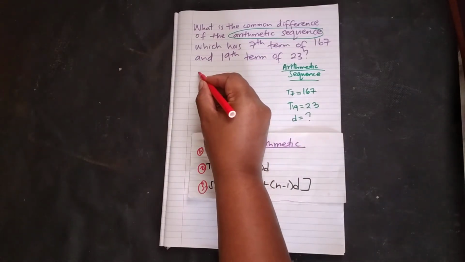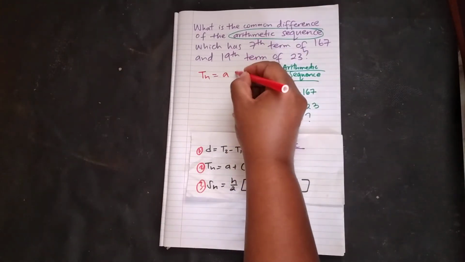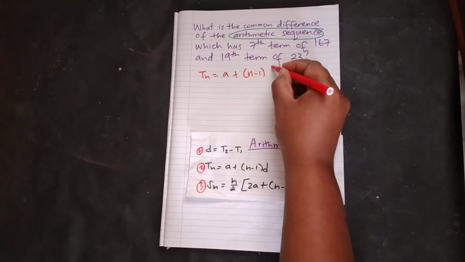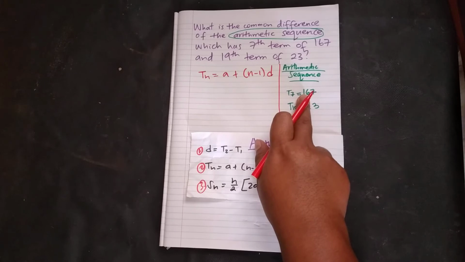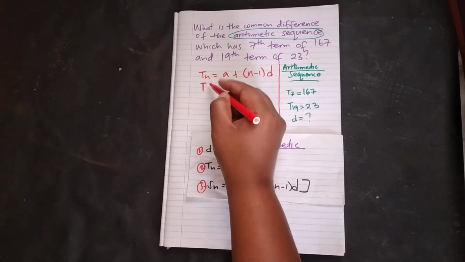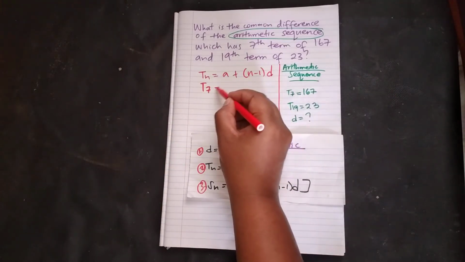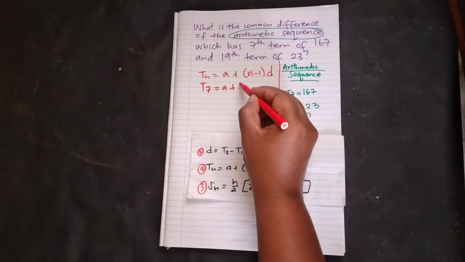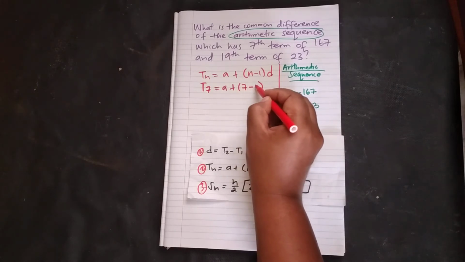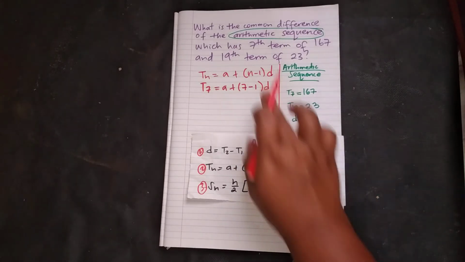Our second formula is Tn equals A plus (n minus 1) multiplied by our D, our common difference. T7 is equal to 167, so we can use that information. In place of n, we put 7 there, because we know the value of T7, which is given in the question, it is 167, equals A plus n. In place of n on the right hand side, 7 will also be there, minus 1 multiplied by our common difference, or D. We don't know that value, so we'll just write D there.